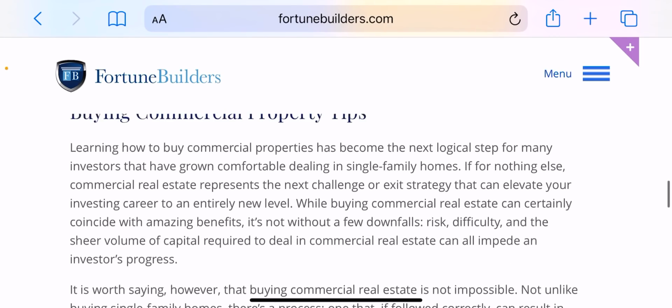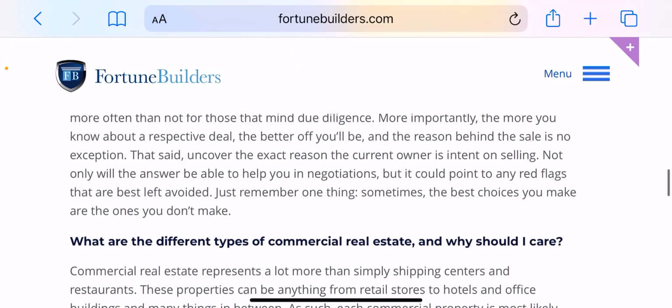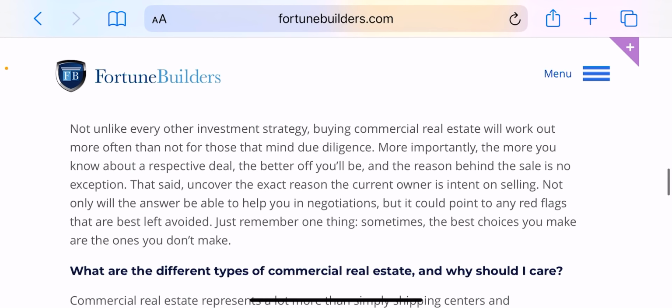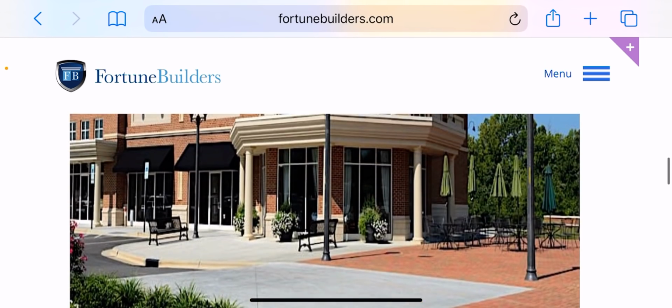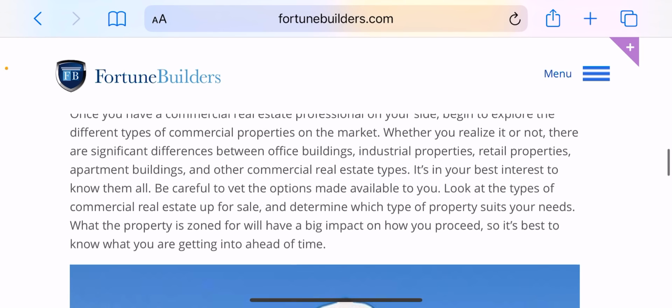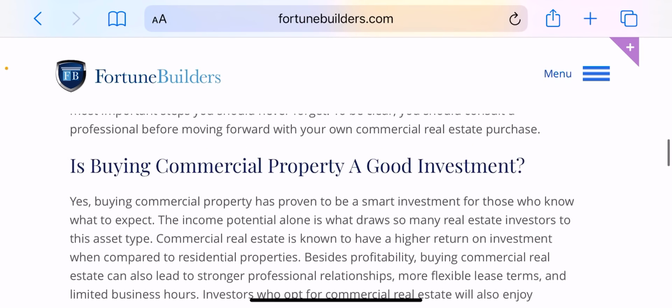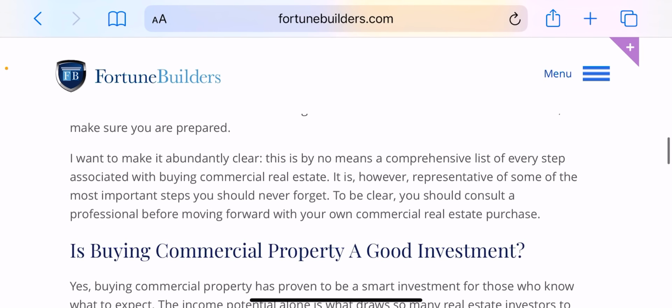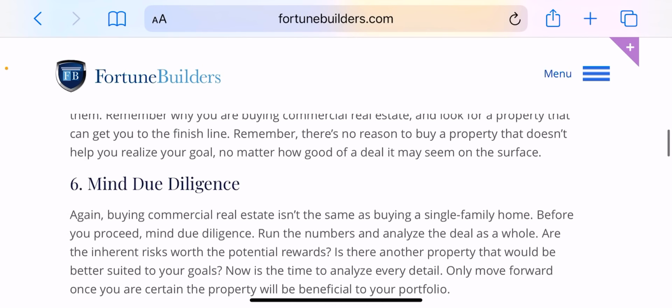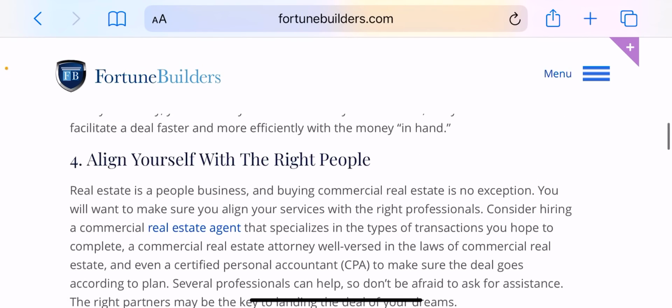So then you have to secure financing. Try to secure financing before you even start looking for a commercial real estate property to buy. That way you will not only know how much you can afford, but you will be able to facilitate a deal faster and more efficiently with money in hand.